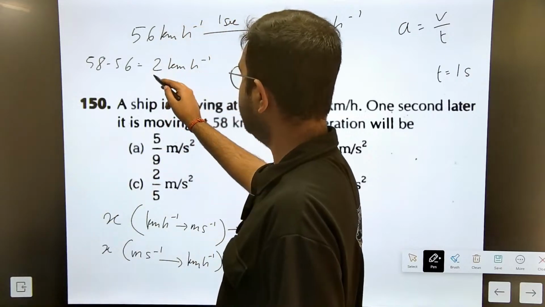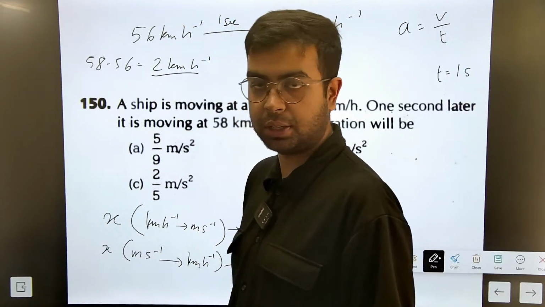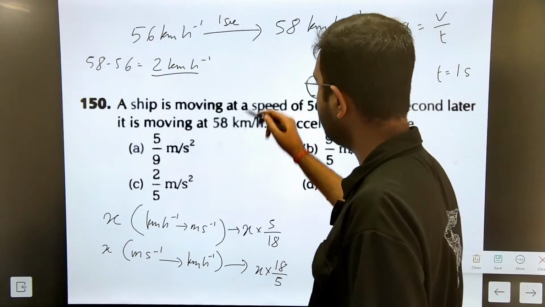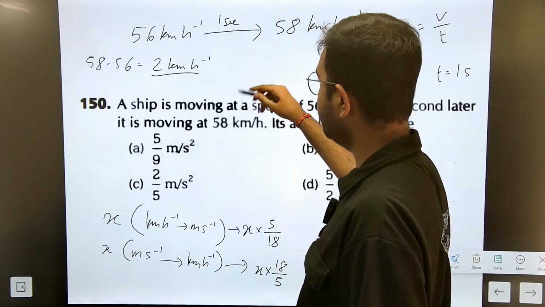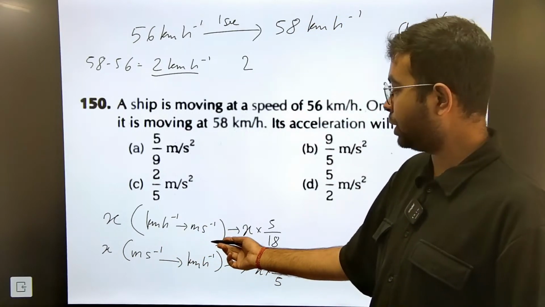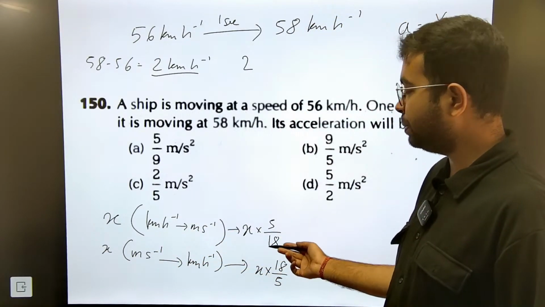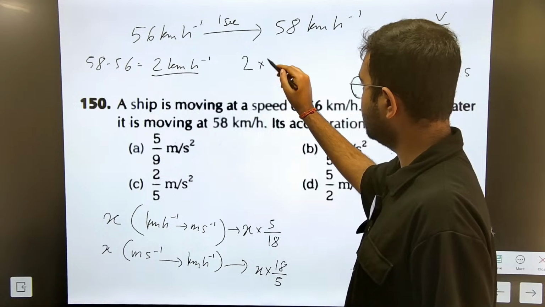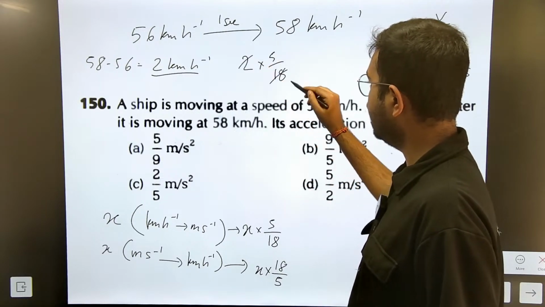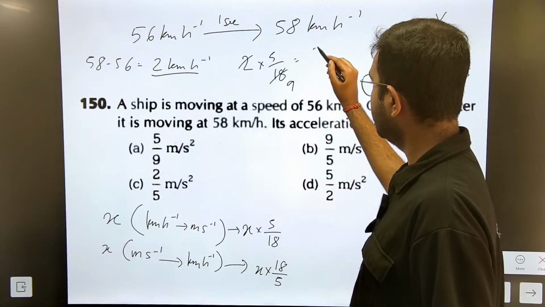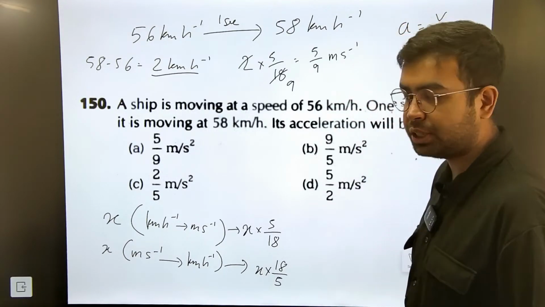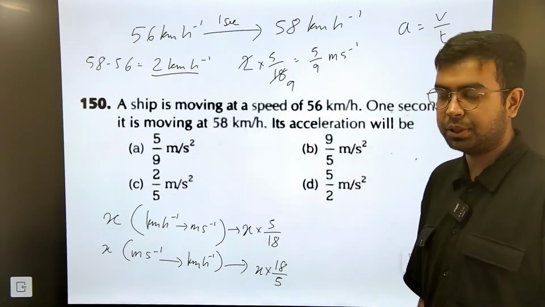So now here, we have the change in velocity 2 kilometer per hour, okay, we need to convert it to meter per second. How will we convert it to meter per second? We need to convert kilometer per hour to meter per second, how? We need to multiply by 5 by 18, 2 into 5 by 18, 2 and 18 cancel and we get 5 by 9 meter per second, the velocity or the speed in meter per second.